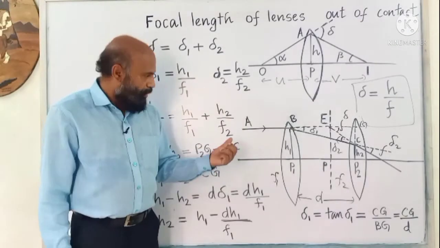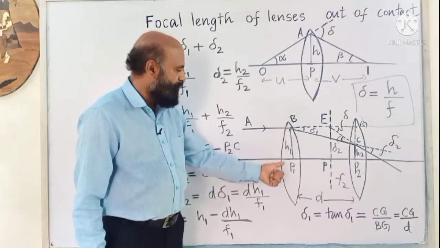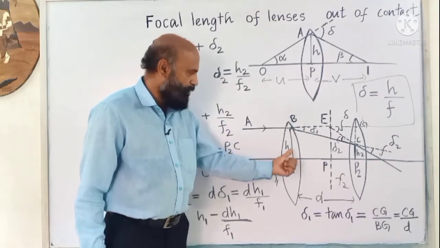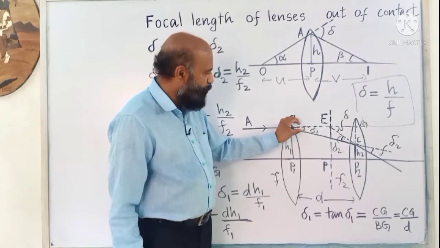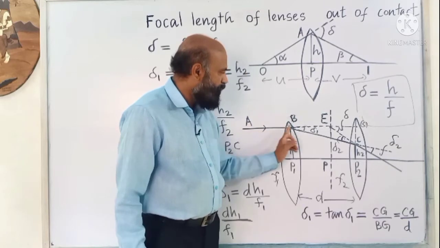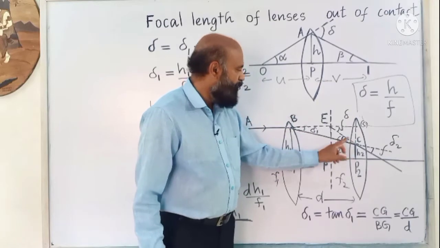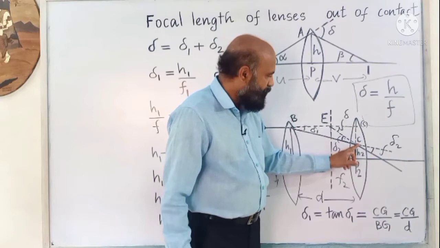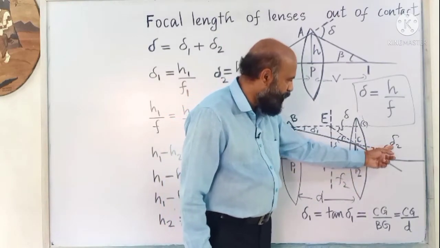A ray of light from a distant object is incident on the first lens. A ray from a distant object will be parallel to the principal axis. The first lens produces a deviation delta 1. So it is undergoing refraction. This is the original direction of the ray, and after the refraction this is the direction. The angle of deviation produced by the first lens is delta 1. Then the second lens again produces a deviation, and the net angle of deviation is delta.